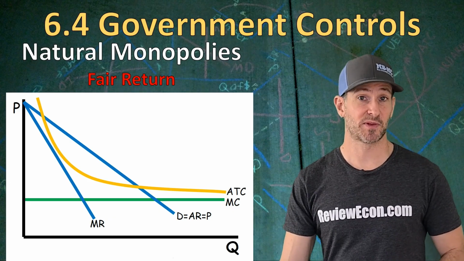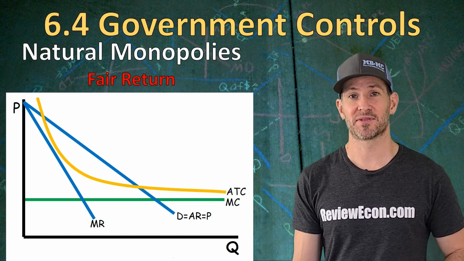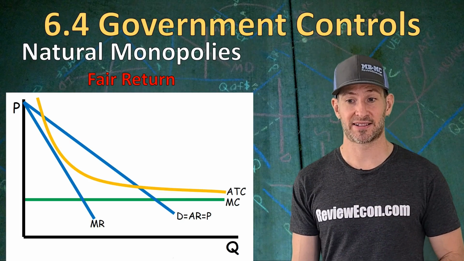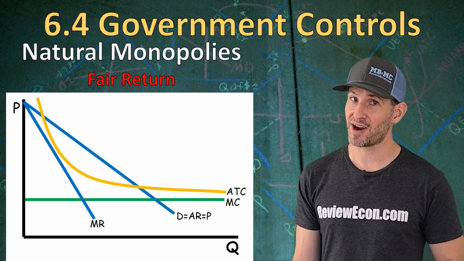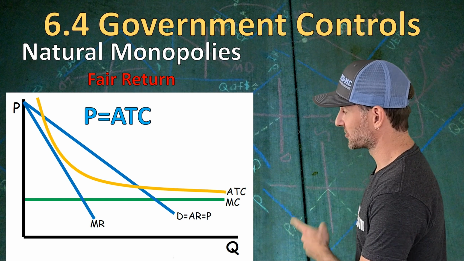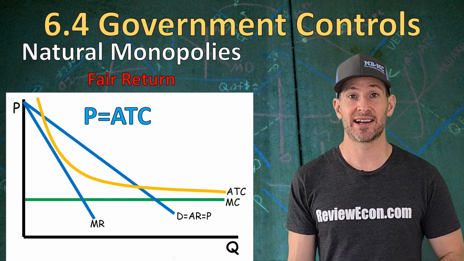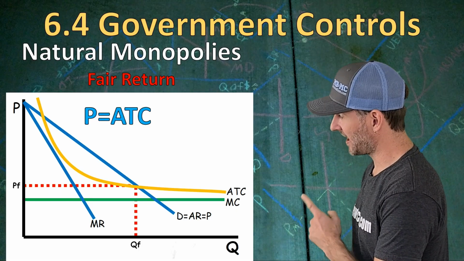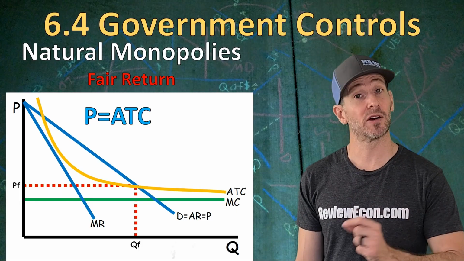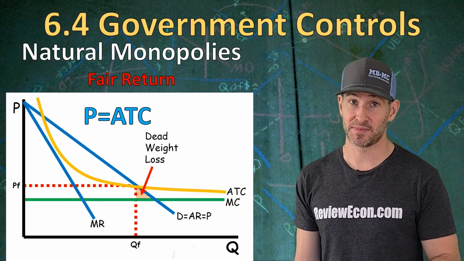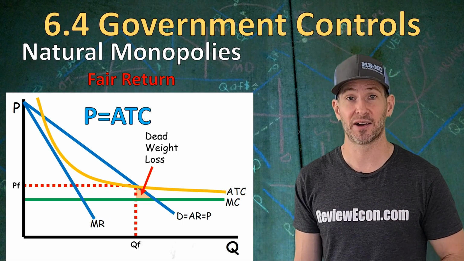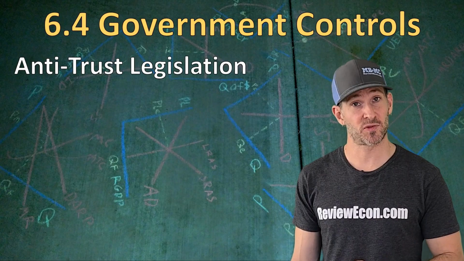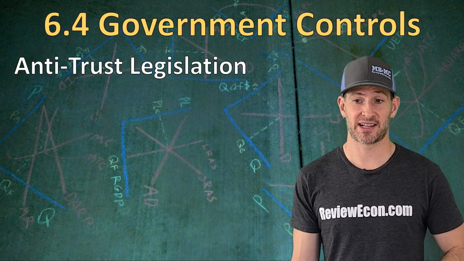Alternative to the socially optimal price ceiling, which requires a lump sum subsidy, some governments may offer a fair return price. A fair return price is when you put a price ceiling at the average total cost. That's where you find it, where the average total cost intersects the demand curve. That gives us QF at the fair return price ceiling. Here we do have some deadweight loss, but it is much less than it was when we had an unregulated natural monopoly.